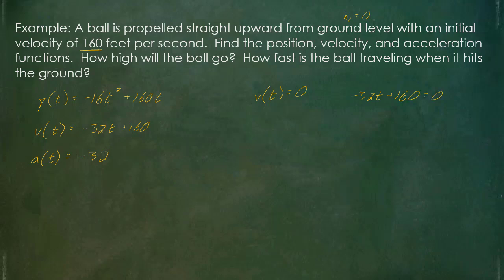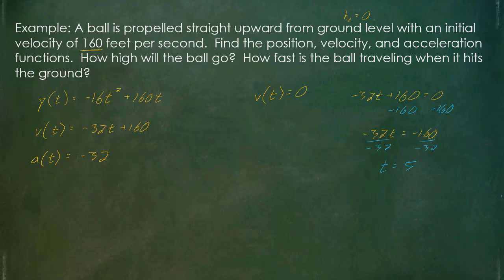If I solve that, I'd have negative 32t plus 160 equaling 0. First I would want to take the 160 over to the other side. I could have also just added the 32t over to the other side. That would have kept me with some positive values, but it won't matter because the next step I'm going to divide by a negative. So now, negative 160 divided by negative 32 gives me a t of 5.